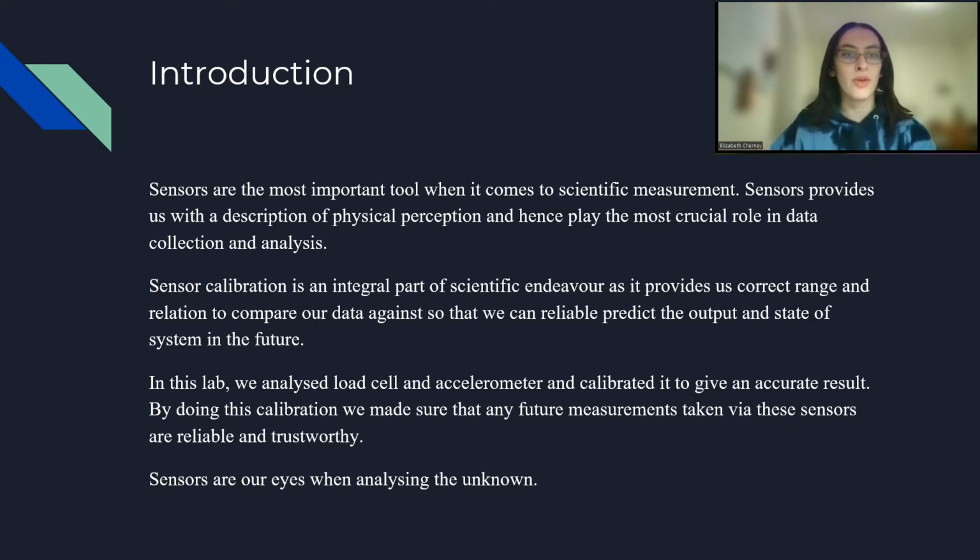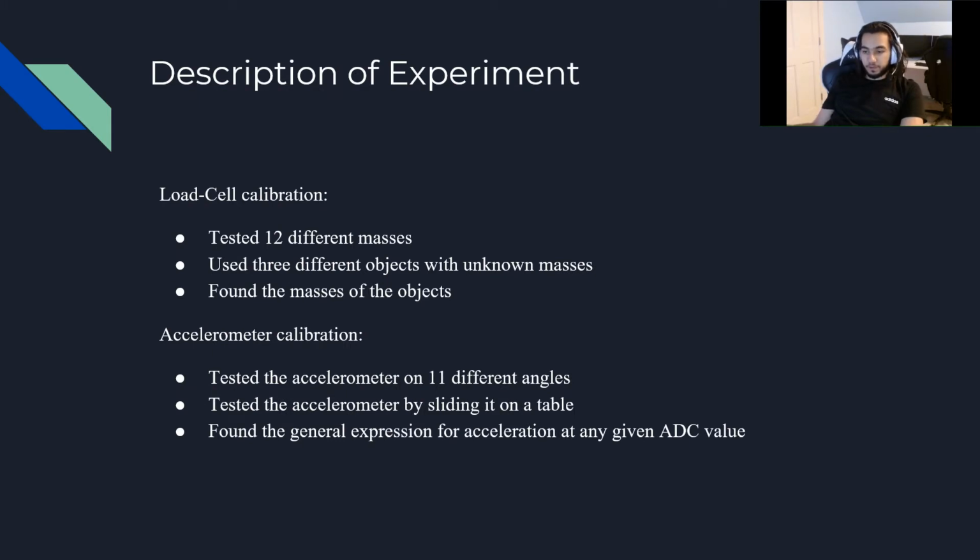By doing this calibration, we made sure that any future measurements taken via the sensors are reliable and trustworthy. For the load cell calibration, we obtained the ADC value for 12 different masses, ranging from 0 to 1000 grams. We did this in order to find the relationship between the mass and the ADC values. After that, we obtained the ADC values for 3 different objects, in this case a phone, a watch, and a pair of AirPods. We did this in order to find the masses of these objects using the relationship we found from the 12 different masses.